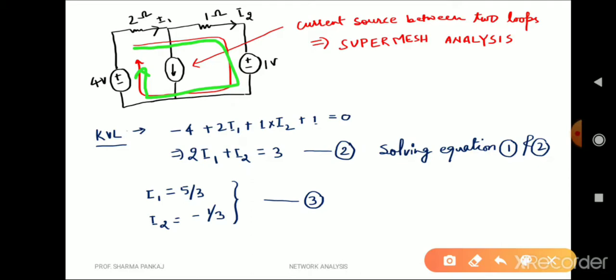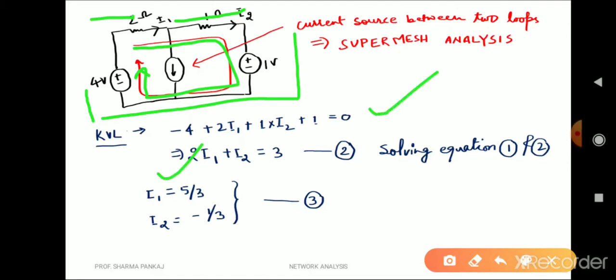KVL equation from here: minus 4 plus 2I1 plus 1 into I2 plus 1 volt, coming back to the point from where we started. Solve this equation. This is your 2I1 plus I2 is equal to 3. Call this equation number 2. Now solving equations 1 and 2, we will get I1 is equal to 5 by 3 ampere and I2 is equal to minus 1 by 3 ampere.